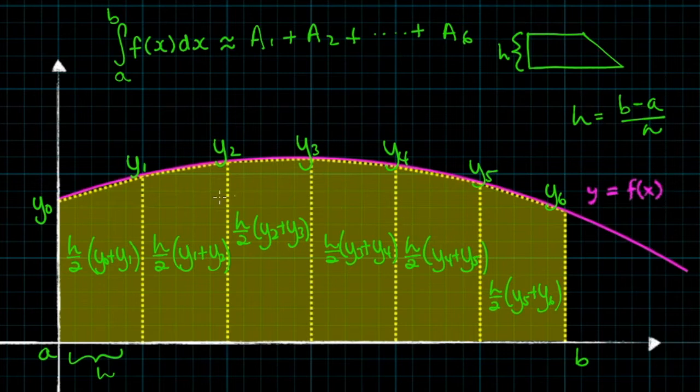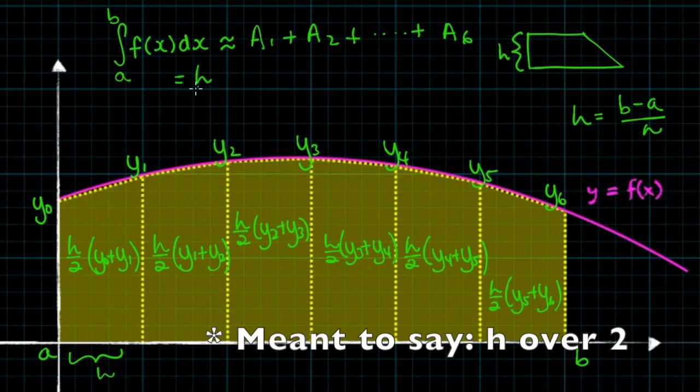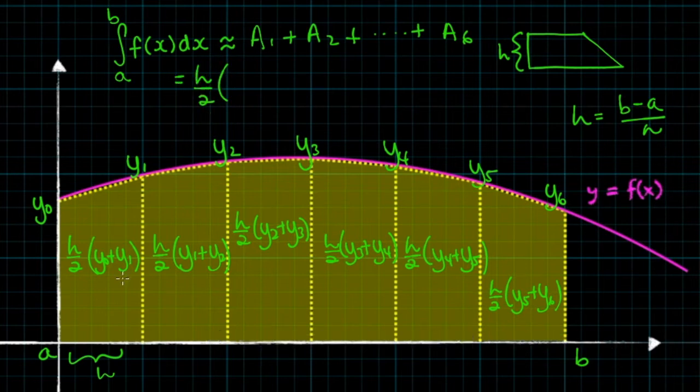Let's take the sum of the areas. If we factorize out the h over 2 from each area, then we get the sum of the lengths: y0, plus 2 lots of y1, plus 2 lots of y2. And we have 2 lots of each length all the way up to y5, and then we have 1 y6. So this is our approximation for the trapezium rule when n is 6.